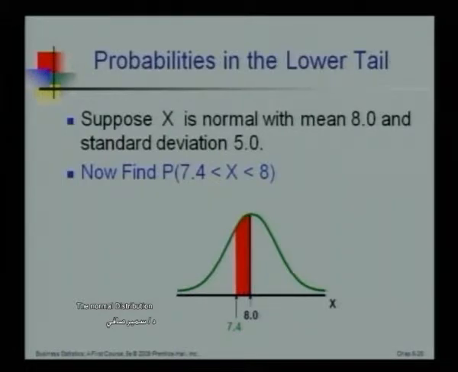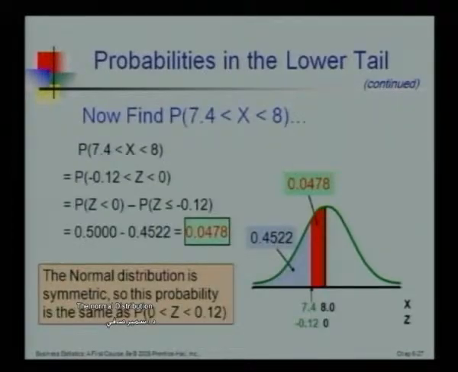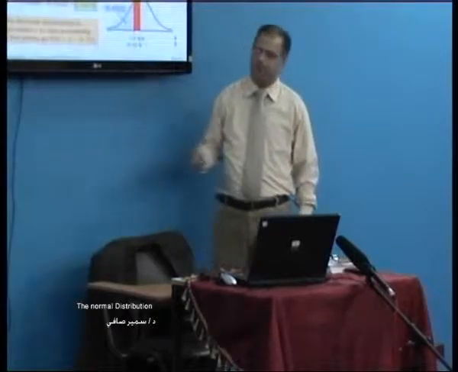This is another example, to compute the probability of x between 7.4 and 8. Also, it's the same idea here, just find the z-scores for the two values. Here we end with the probability of z between minus 0.12 and 0. Now this red area equals the area below 0, I mean the probability of z smaller than 0 minus the probability of z smaller than minus 0.12.